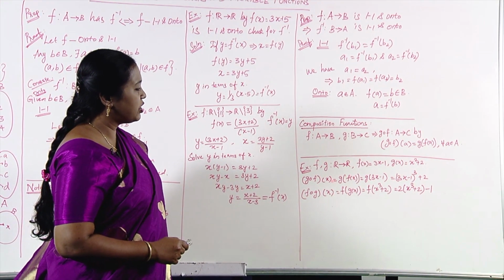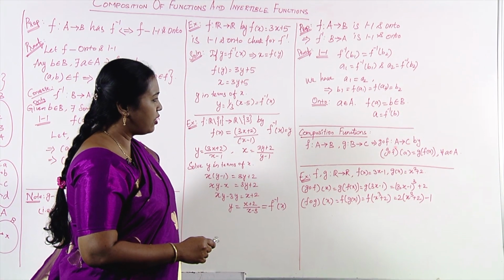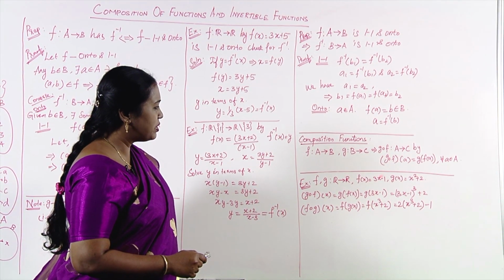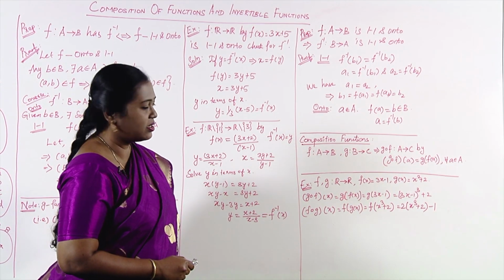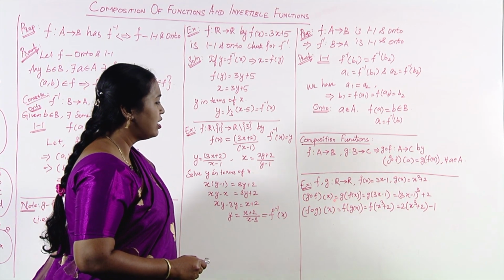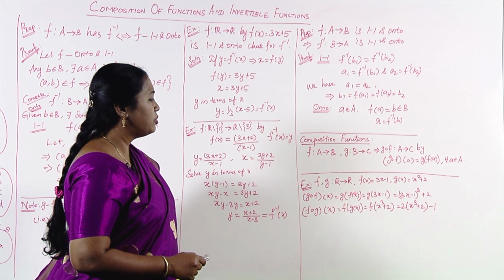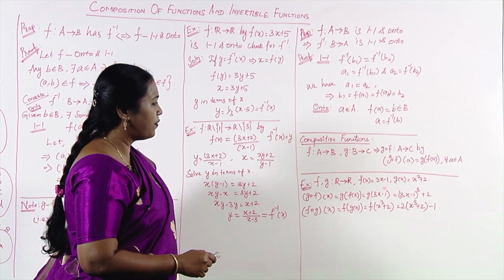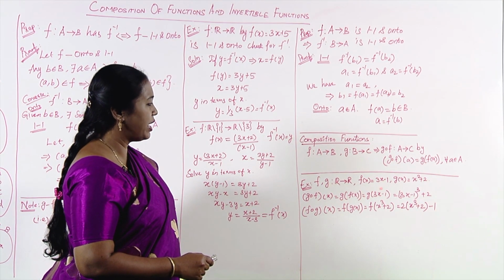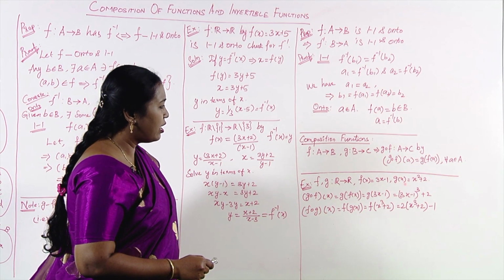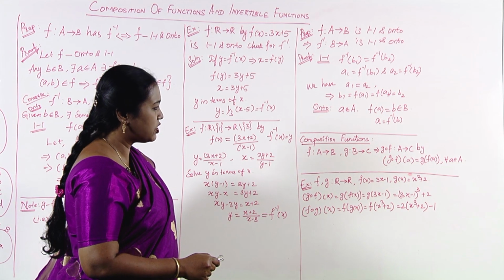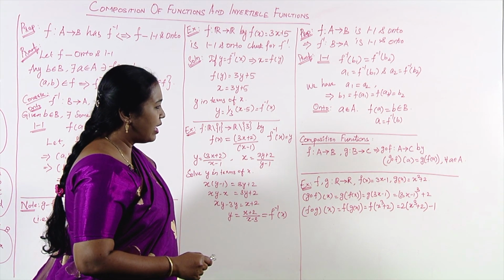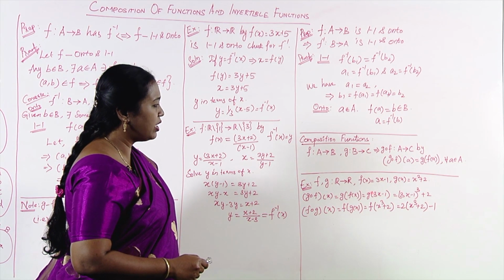Now, g composition f of x is from A to C. Since it is all R, there is no worry about where it goes from and to; it is going to be the same anyway. G of f of x means that I substitute f of x first. So, g of 3x minus 1, and whenever I substitute x, I get x squared plus 2. So, instead of x, I have 3x minus 1 here.